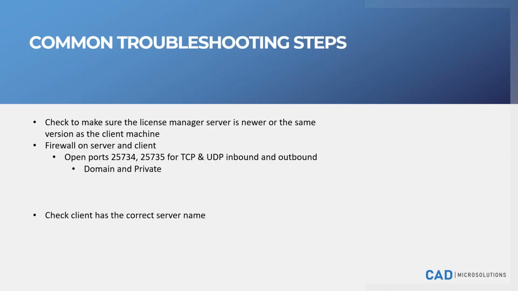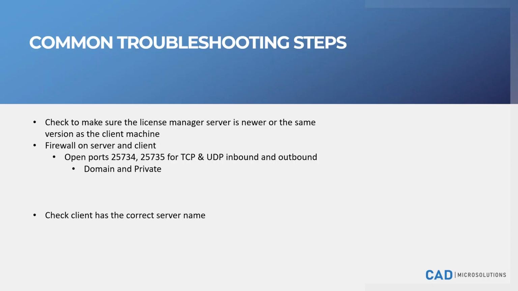Now, next thing I'd like to go through is common troubleshooting steps. Typically with the license manager, there isn't too much which can go wrong with it. It's fairly straightforward, but we still get some questions fairly often, so hopefully this will help. So first one would be, make sure that your license manager server is newer or in the same version as your license manager client. So if you have a client, say, updated SolidWorks to 2020, but your license server is still on 2019, you will need to update your license server up to 2020 as well.